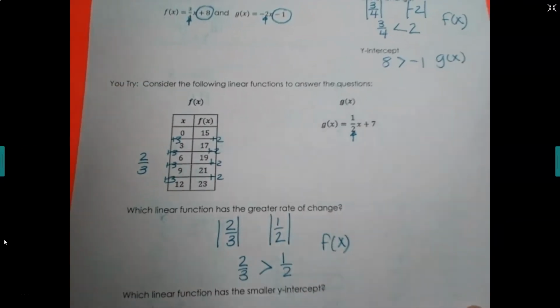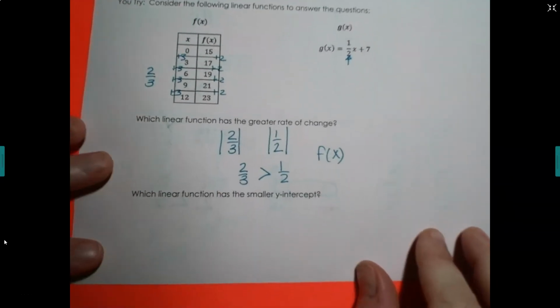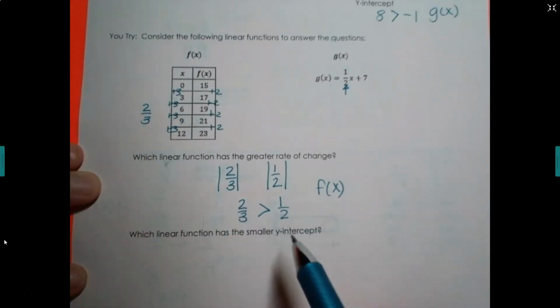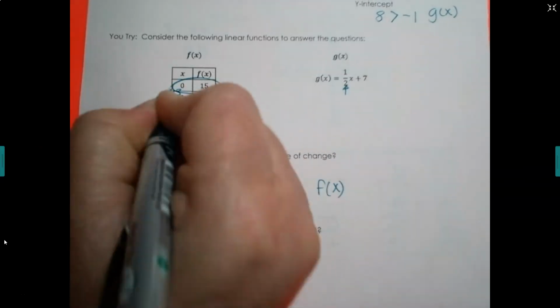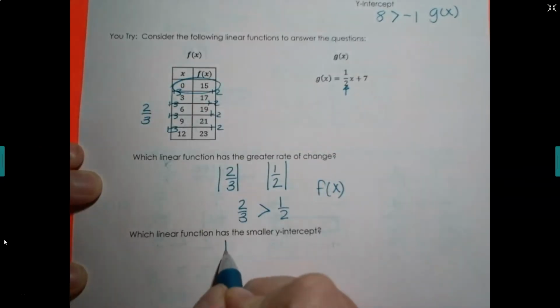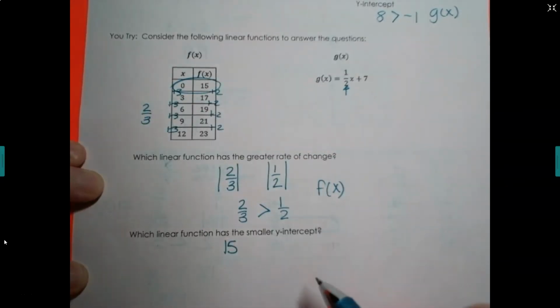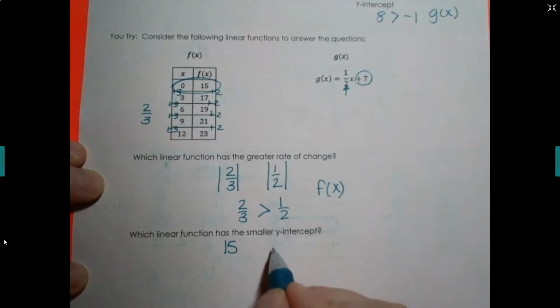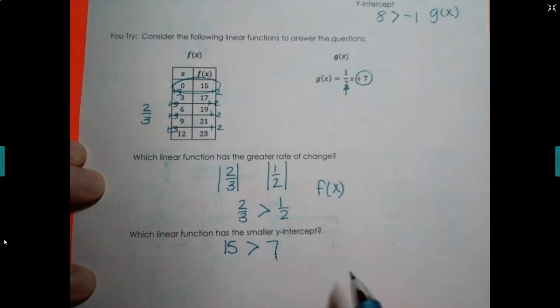All right, and our last question, who has the smaller y-intercept? So in my table of values, remember y-intercept is where x is 0, so that occurs right there. So the y-intercept for that one is 15. The y-intercept for this guy is right there, 7. 15 is greater than 7. Who's smaller? 7 is smaller, so that belongs to g of x. G of x has the smaller y-intercept.